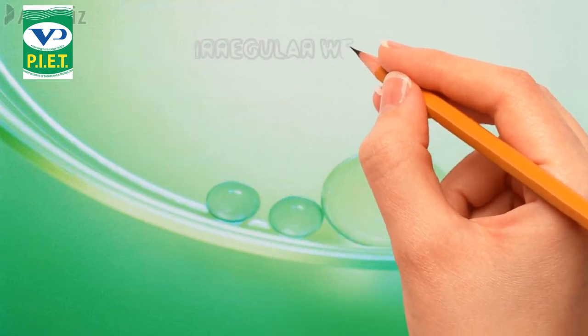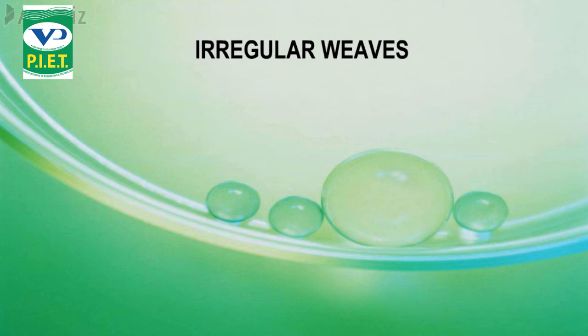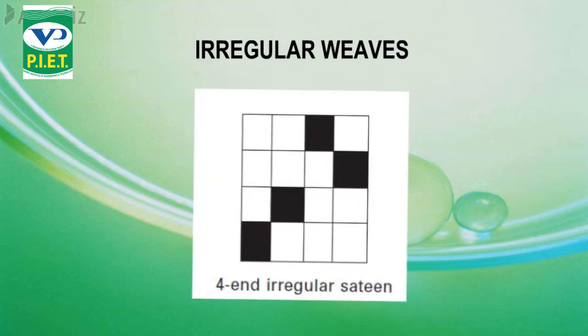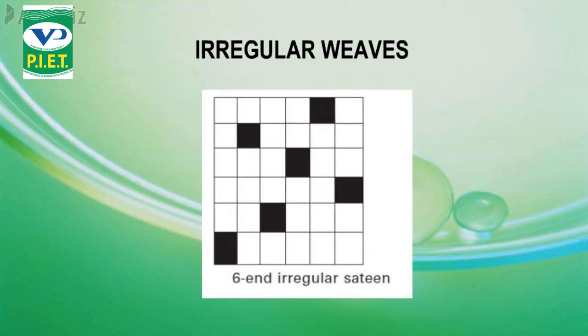Irregular weaves are commonly employed when the effect of interlacement is marked by the colored yarn in the fabric. Such weaves are common in furnishing fabric. In such structures, the prediction of mechanical properties is very difficult. Examples of such kind of weaves are 4-end irregular satin and 6-end irregular satin, etc.